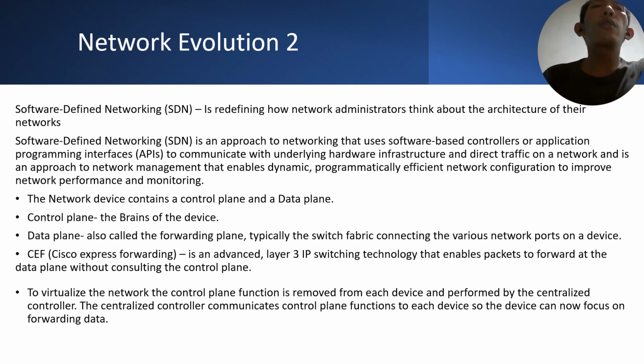The network device contains a control plane and data plane. The control plane is the brains of the device. The data plane, also called the forwarding plane, is typically the switch fabric connecting the various network ports on a device. Cisco Express Forwarding, or CEF, is an advanced Layer 3 IP switching technology that enables packets to be forwarded at the data plane without consulting the control plane. To virtualize the network, the control plane function is removed from each device and performed by a centralized controller. The centralized controller communicates control plane function to each device so the device can now focus on forwarding data.